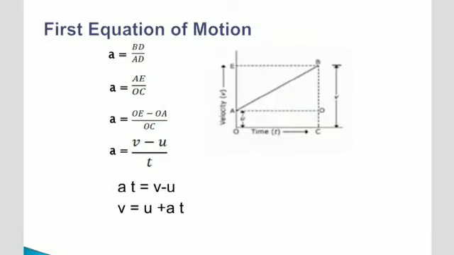The very first equation of motion. Let me tell you that there are three equations of motion. This is a graph of uniform acceleration with u as initial velocity and v as final velocity. We know very well that acceleration is change in velocity over time. So we can denote acceleration by small a. Change in velocity is the difference between final velocity and initial velocity. Final velocity is denoted by v, initial velocity by u, and small t is time. Velocity is in meter per second and time in second. So we get a equal to v minus u over t. On rearranging, v is equal to u plus at. This is the first equation of motion.